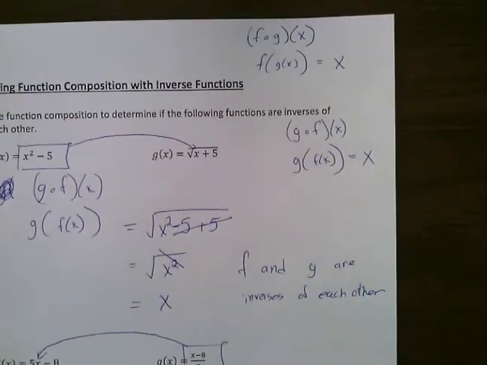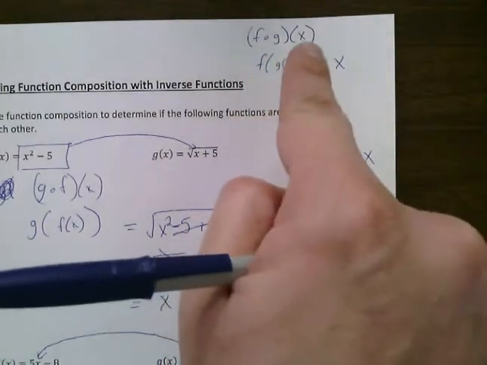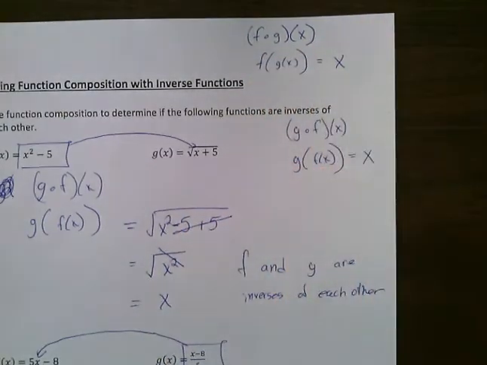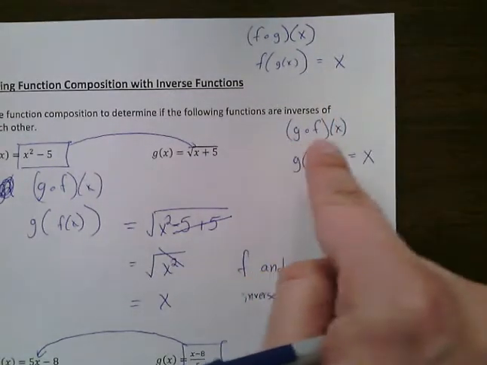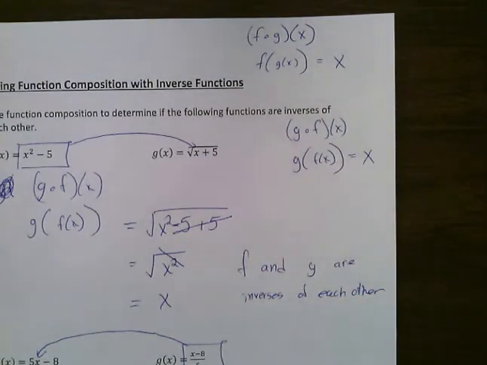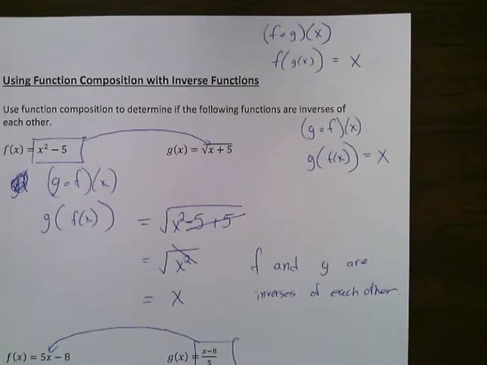And you could do this for all sorts of functions. You just use function composition. You can do f of g of x. If it simplifies to x, you've got inverse functions. If it works this way, the other one should work as well. So if you do g of f of x, it should simplify to an x. If you don't simplify to a plain old x, they are not inverses of each other. And that was using function composition with inverse functions.